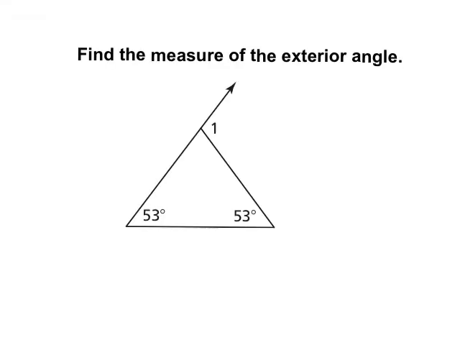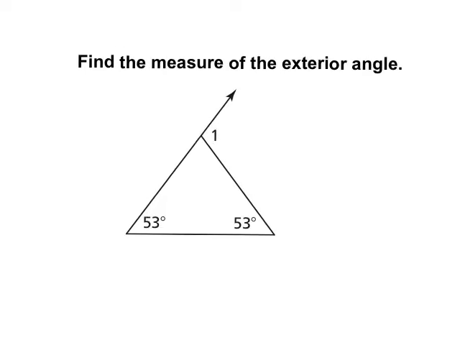Okay. So we want to find the measure of the exterior angle. We know the exterior angle is the sum of the two non-adjacent interior angles, right? So 53 and 53 very simply makes 106 for this one.